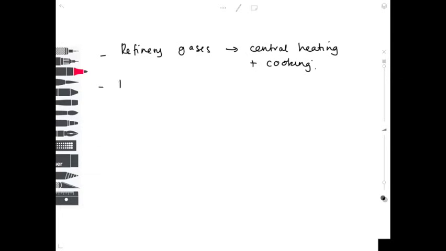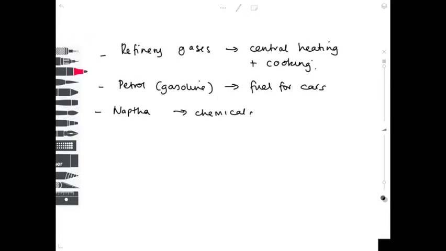So looking at fractional distillation, we're looking within the fractionating column and we need to know the different fractions starting from the top and various uses. So refinery gases, this is bottled gas used in central heating and cooking, so within our homes basically. The next fraction down we have petrol, otherwise known as gasoline, and as the name suggests, it's used as fuel for cars. Getting slightly longer in terms of our carbon chain, we have naphtha. Its main use is to produce chemicals.